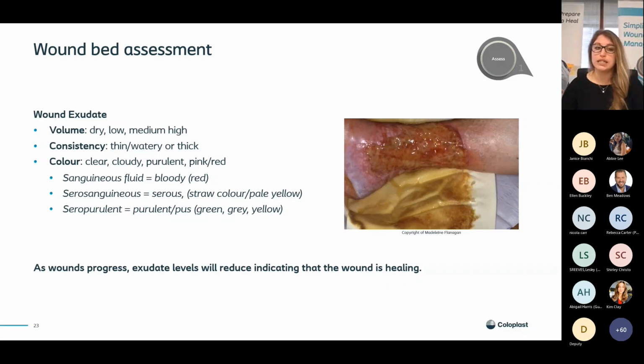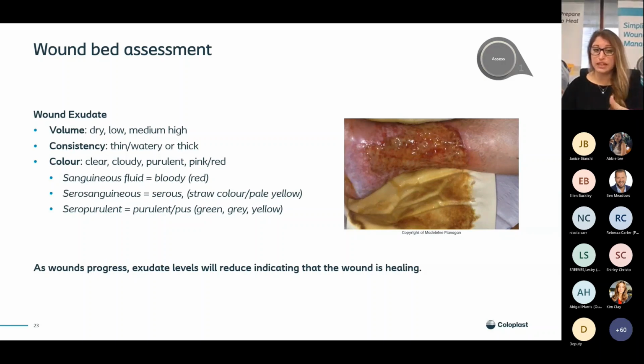You need to look at its consistency. Is the exudate really thick? Is it pussy? Or is it really thin and watery? And that ties hand in hand with the colour of your exudate. Is it clear? If it's clear and watery, we quite like that. Is it cloudy and purulent and very thick? That's something that we're not so keen on.